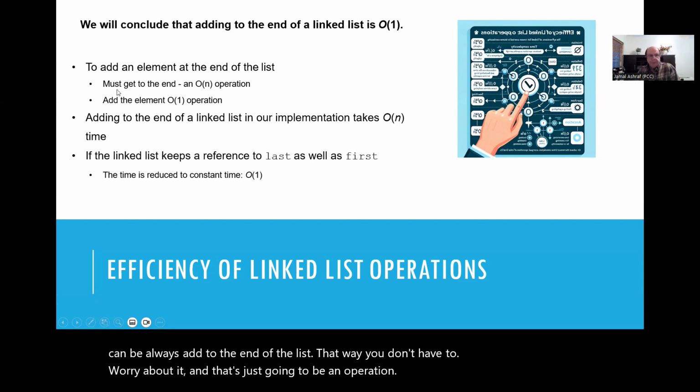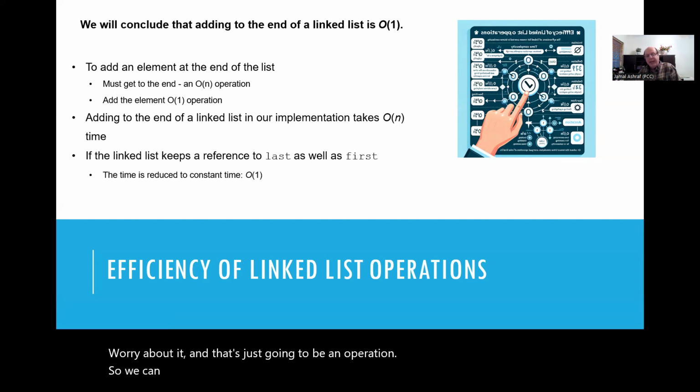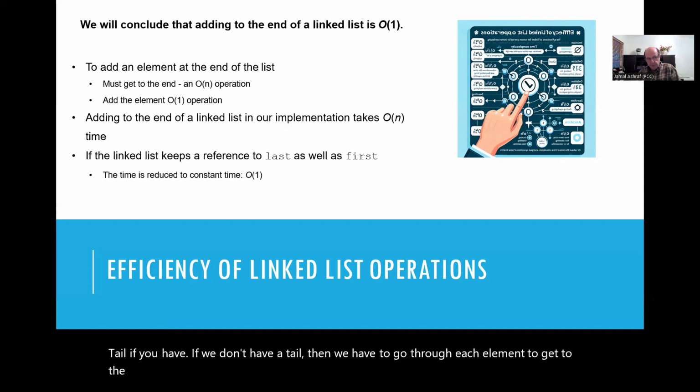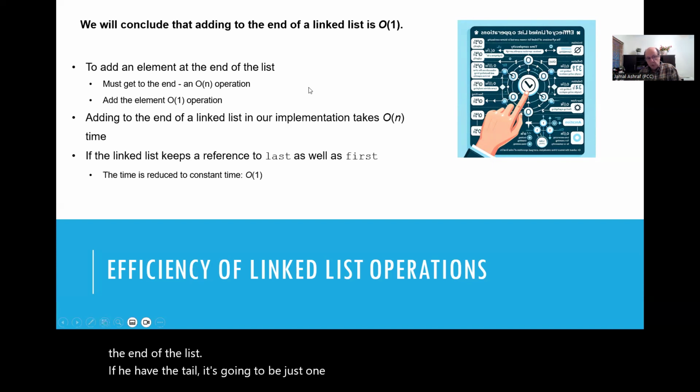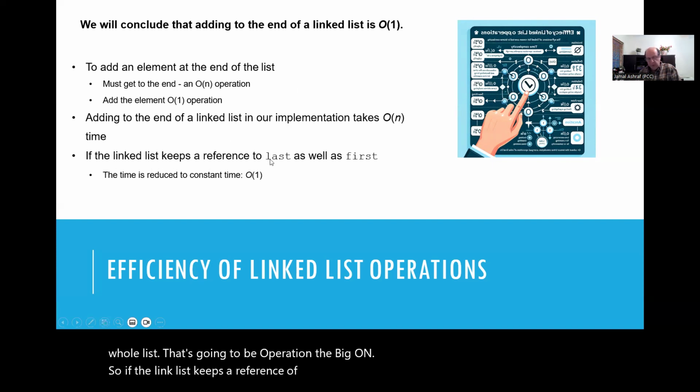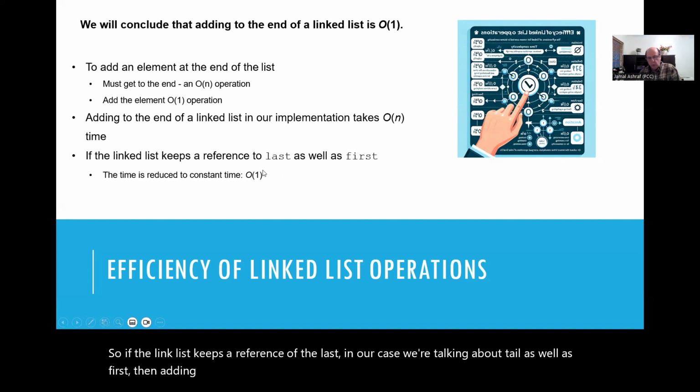We can use the tail if we have it. If we don't have a tail, then we have to go through each element to get to the end of the list. If we have the tail, it's going to be just one. If we don't have a tail, it's going to go through the whole list, and that's going to be big O of N. So if the linked list keeps a reference of the last, in our case the tail, as well as the first, then adding to the end is going to be just one operation.